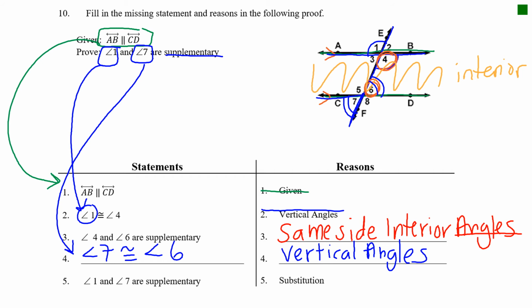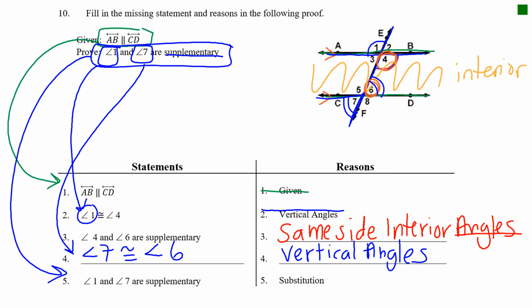Now, the last statement of the proof is that 1 and 7 are supplementary, and the reason is substitution. So just to show you why it's substitution real quick. In statement number 3, we say that 4 and 6 are supplementary. However, if 1 is congruent to 4, wherever I see 4, I can replace it with a 1. We see angle 6 here. However, if 7 and 6 are congruent, wherever I see 6, I can replace it with 7. So what I did there was substitution.